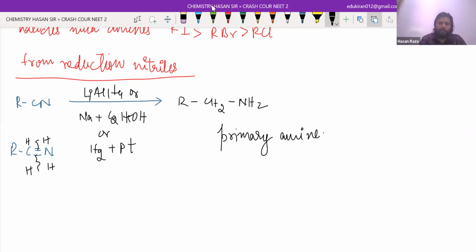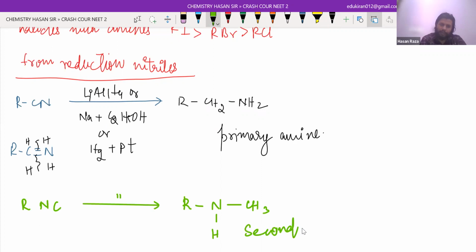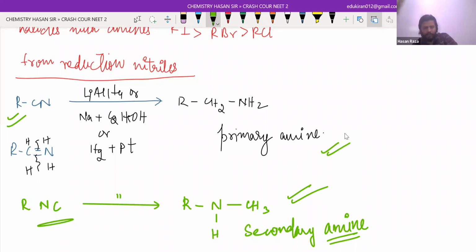But always remember, if you have isonitriles or isocyanide like RNC, and you are going to use this reagent to reduce it, you will be getting secondary amine. Isocyanide will give secondary amine. Cyanide will give primary amine. Please do remember this. It's very important.